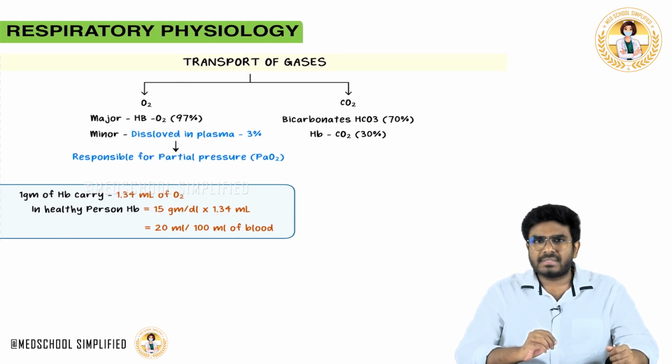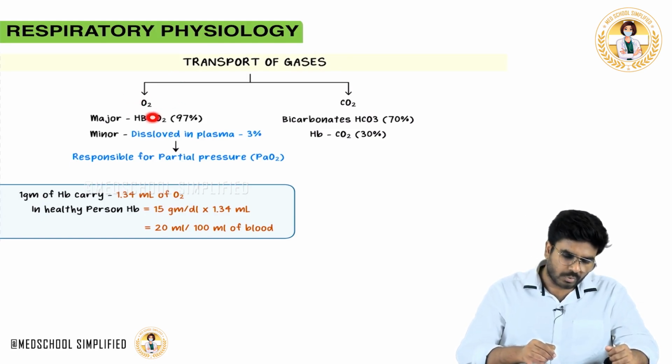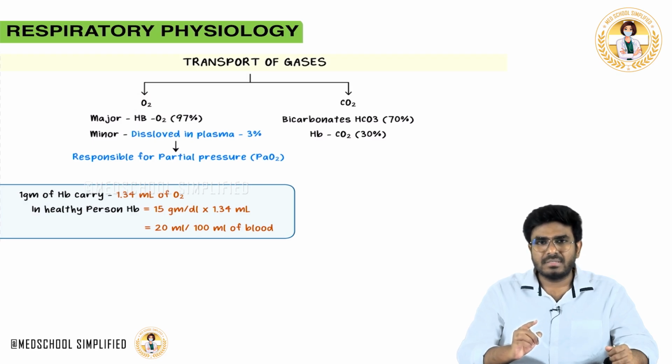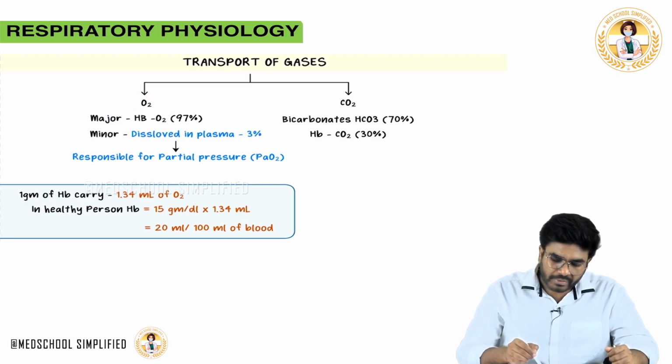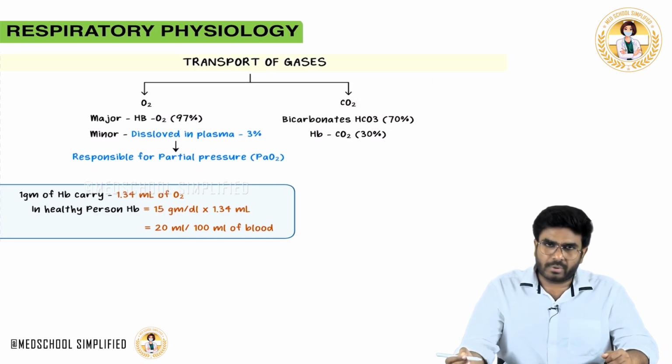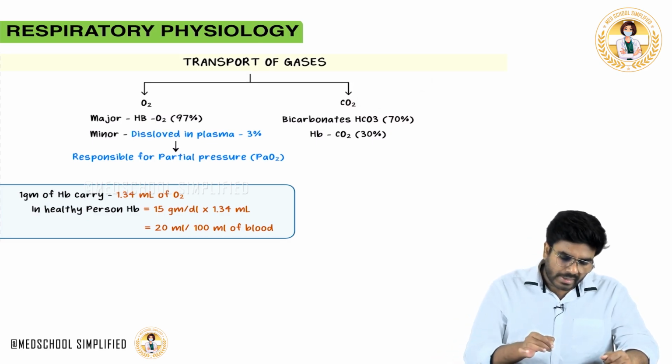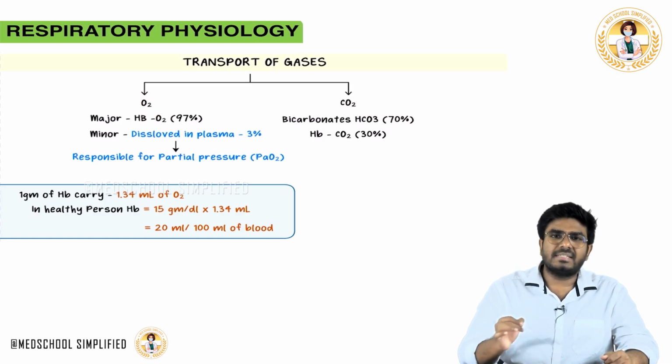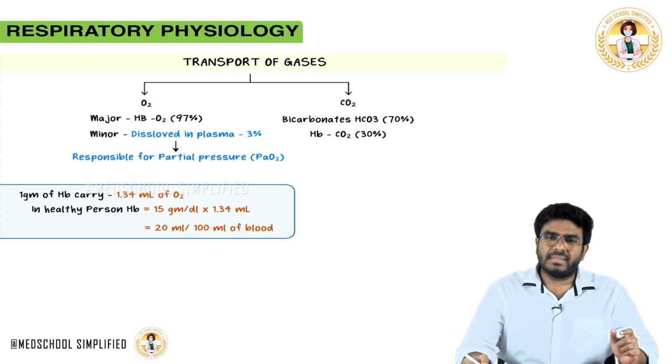What are the two important gases which we need to transport? We need to transport oxygen from the lungs to the tissues, and we need to transport the carbon dioxide which is produced at the level of tissues. We need to get it back to the lungs, and from there we will expel the carbon dioxide outside the body. Now let's talk about how the oxygen is transported in the blood.